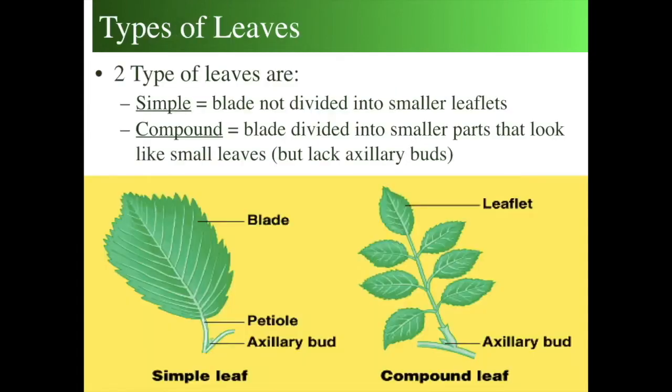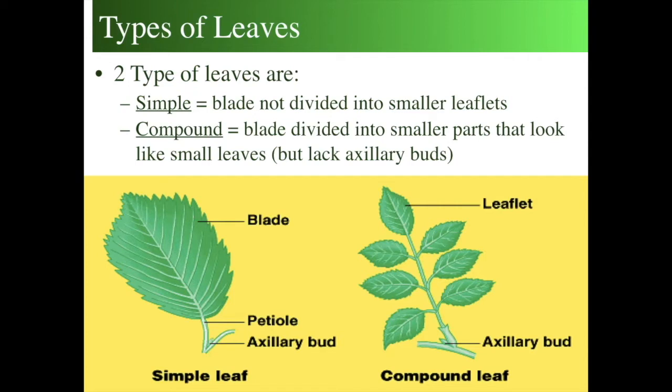Leaves are divided into two types, simple leaves and compound leaves. Simple leaves are not divided into smaller leaflets, while compound leaves are divided into leaflets. They look like smaller leaves attached to a branch, but this is not a branch. The reason for this, and how we know it's a leaf, is because of the axillary bud. This is where it detaches from the branch.